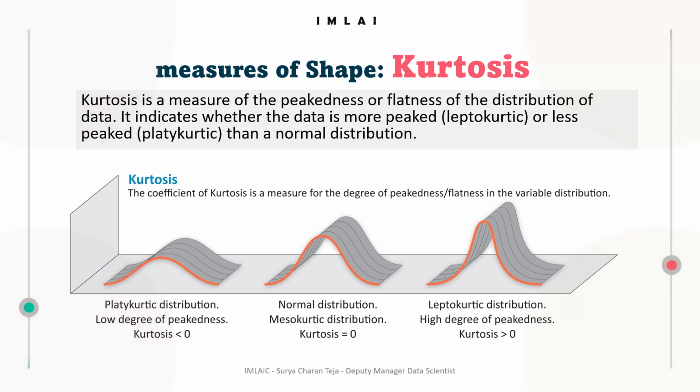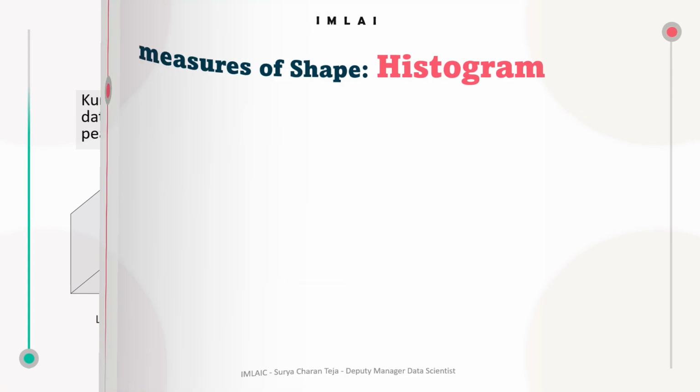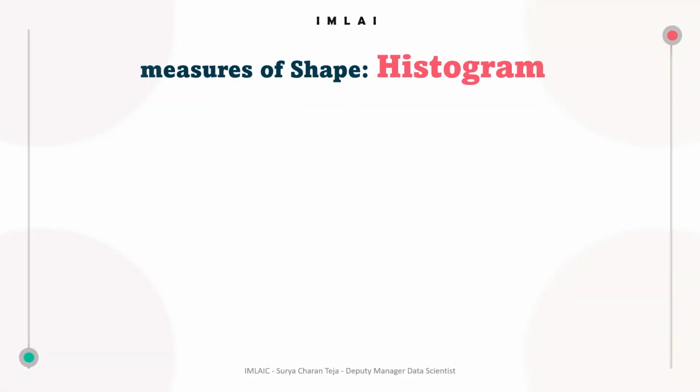Next, the fourth tool in measures of shape is the histogram. This is the last tool in measures of shape, after kurtosis and skewness, but it is not the least one. This is a widely used one, which is the histogram.